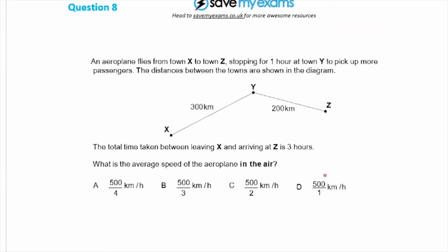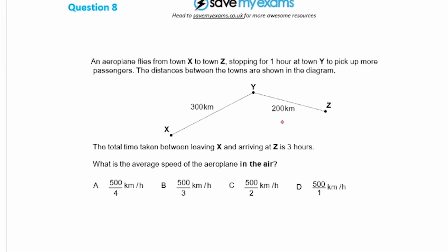An airplane flies from X to town Z, stopping for 1 hour at town Y to pick up more passengers. The distances between the towns are shown in the diagrams. The total time taken between leaving X and arriving at Z is 3 hours. What is the average speed for the aeroplane in the air?